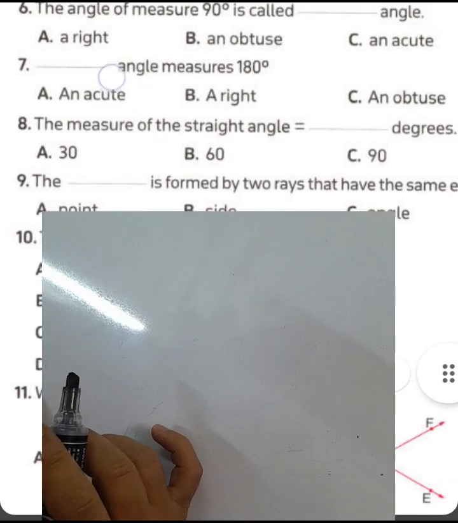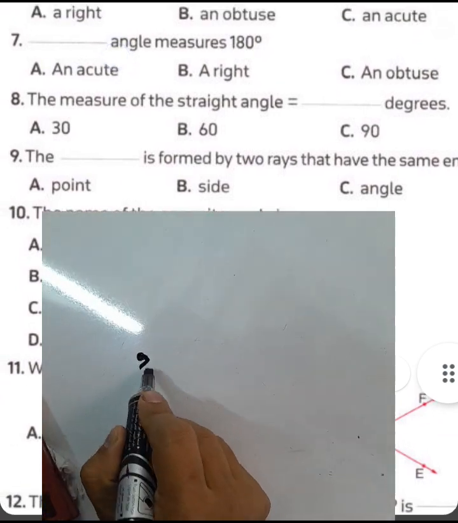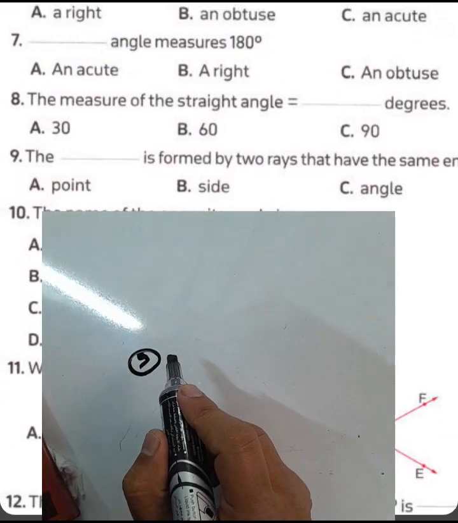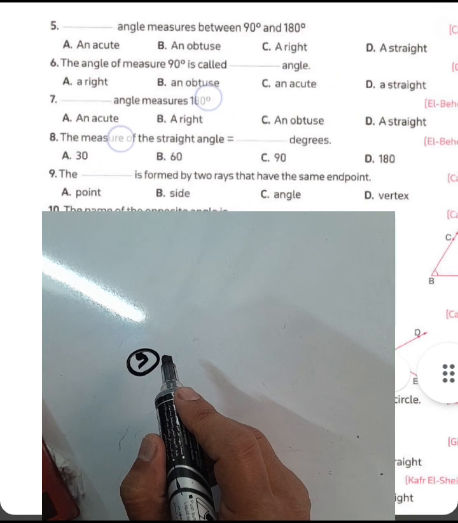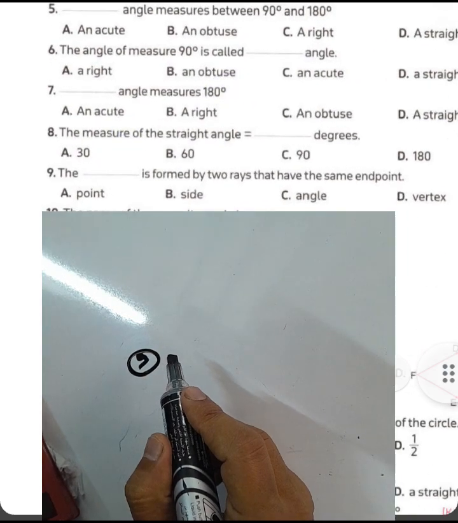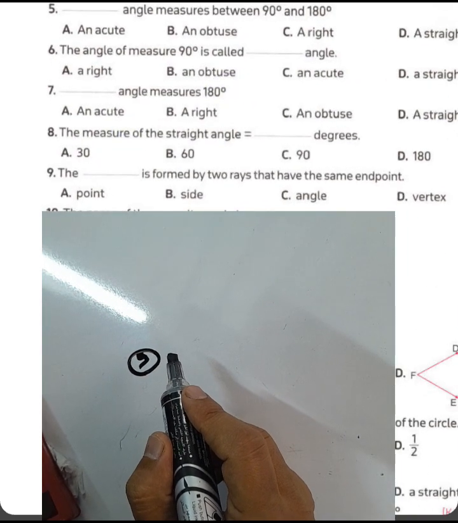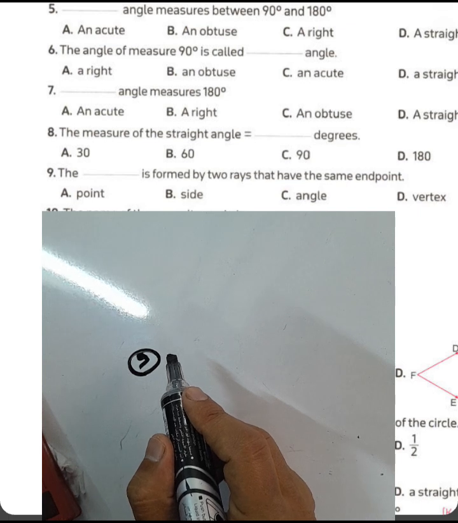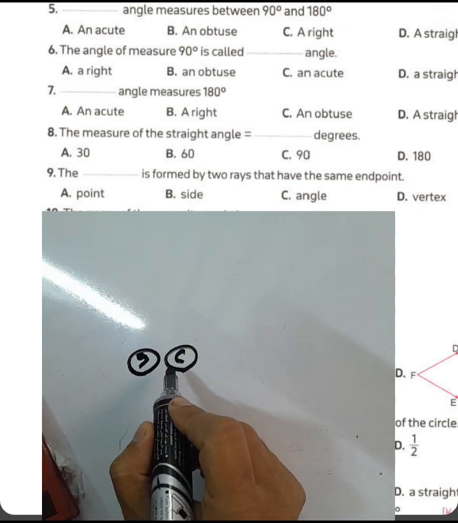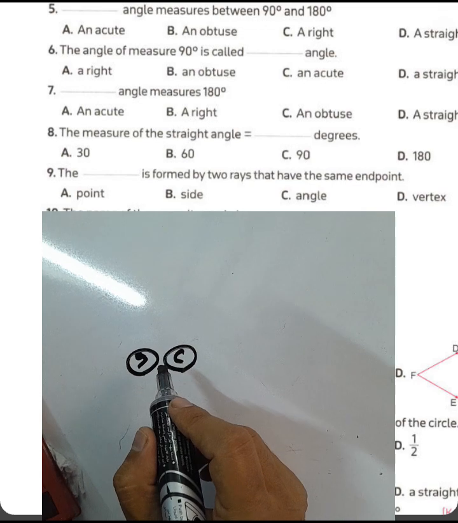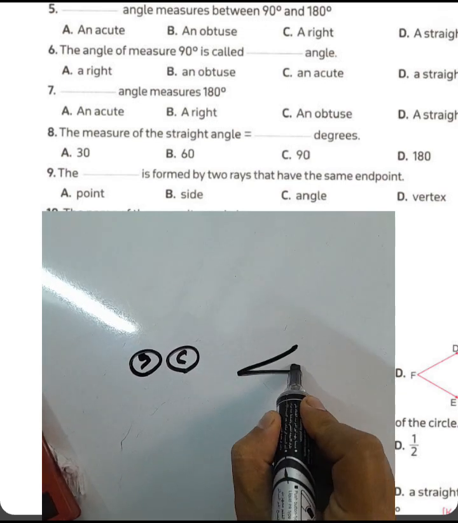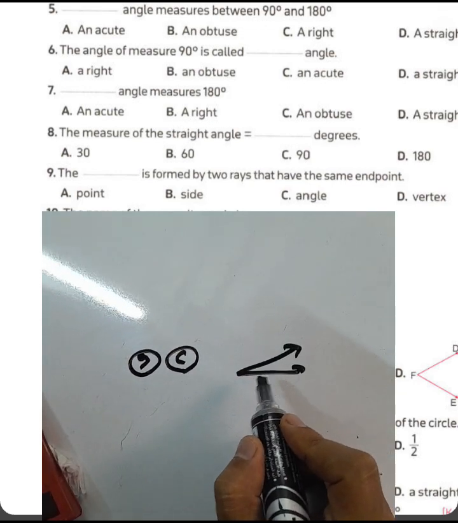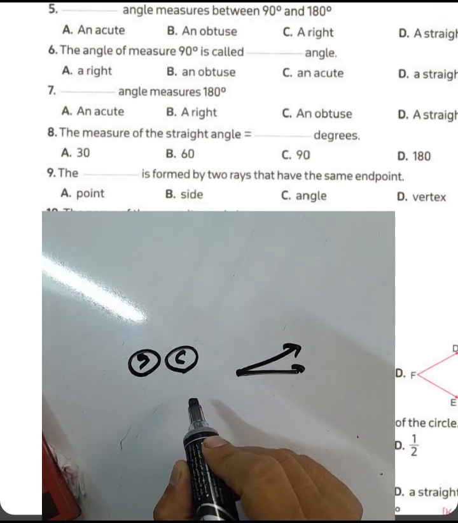Question number 9. The space is formed by two rays that have the same end point. We must choose the definition of the angle. Choose letter C, the angle. The angle is formed by two rays that have the same end point. Understood?